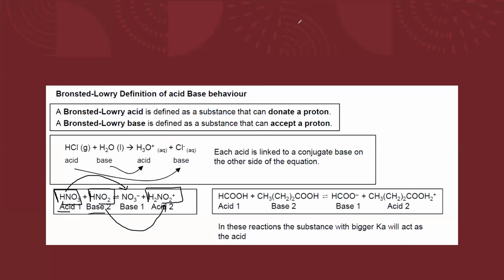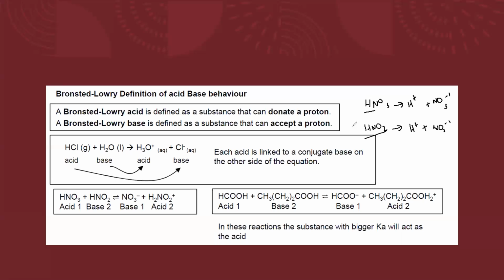How can you identify which one will lose the proton? In this example, if we have HNO3 and we dissolve it or make an aqueous solution, it will dissociate into H plus and NO3 minus. So it is an acid. If we have HNO2 and dissolve it in an aqueous solution, it will form H plus and NO2 minus. This is also an acid. So both are acids, but when we mix them in a solution, one will act like an acid and the other will act like a base. How can we identify which substance will act like an acid and which will act like a base?